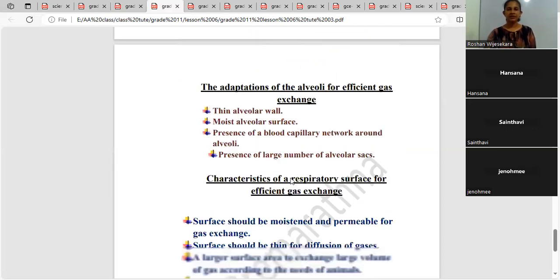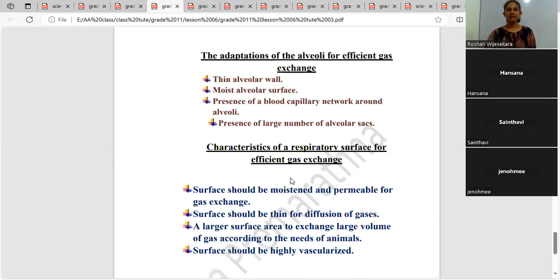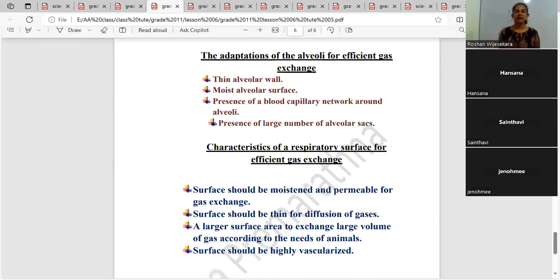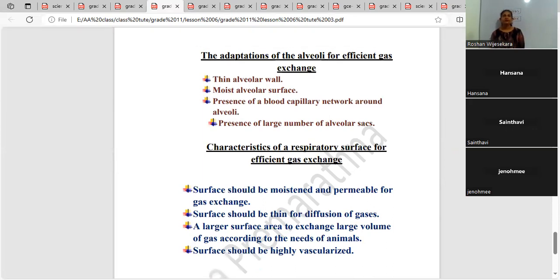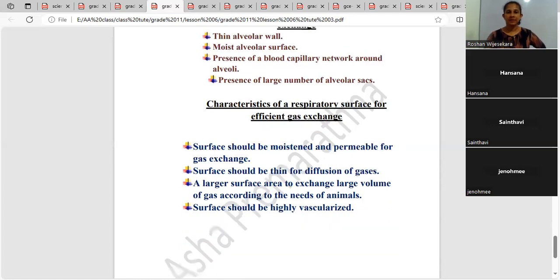These are the adaptations of alveoli for efficient gas exchange. This can also be targeted because it is very important. The alveoli wall is very thin and moist, wet, and there is a blood capillary network around the alveoli, and a large number of alveolar sacs to increase surface area for efficient exchange of gas.